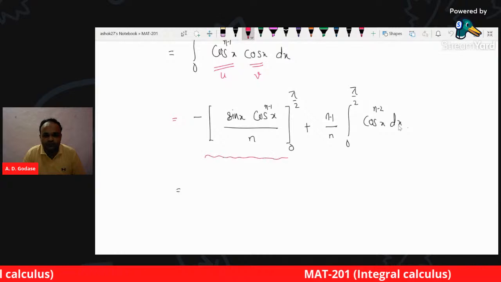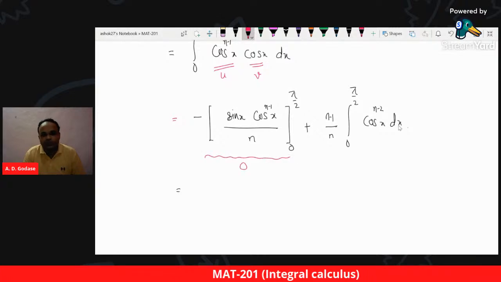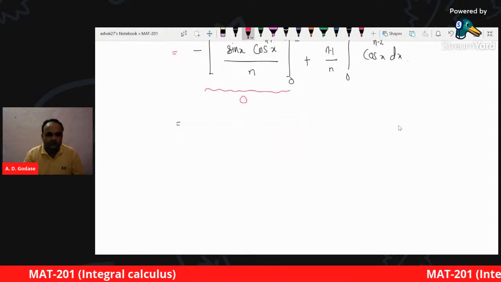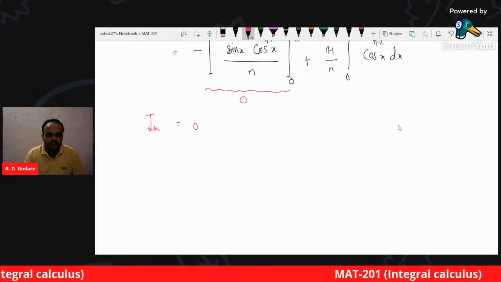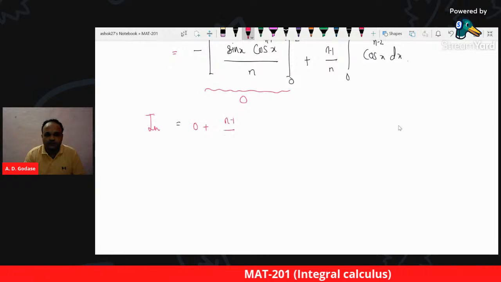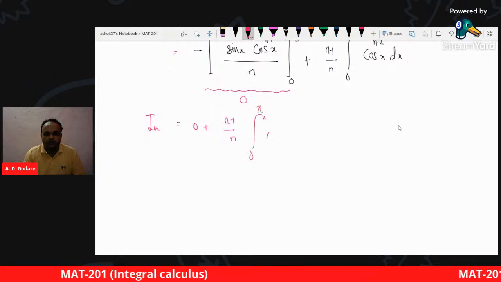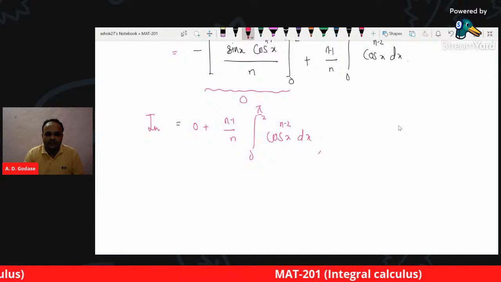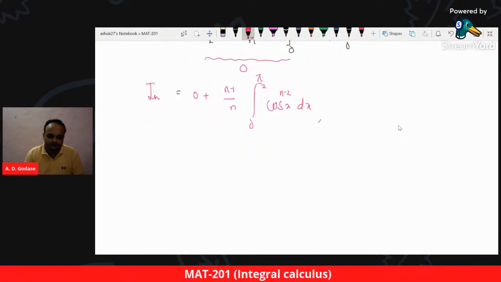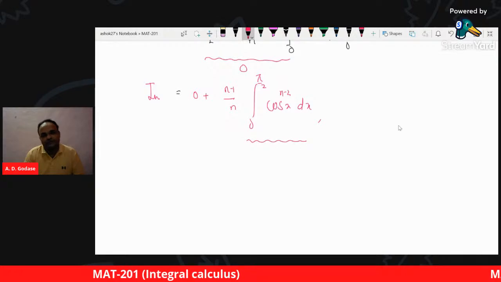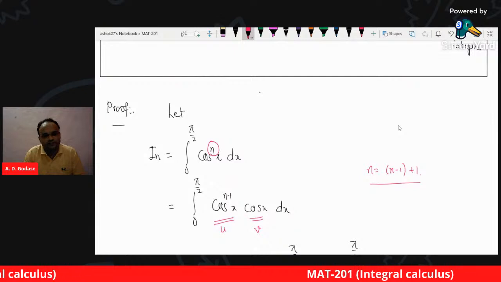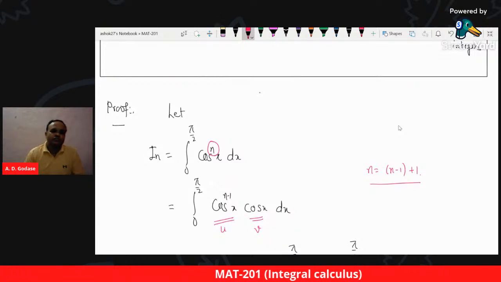So the value of this term will be 0. So what will this be? It will be 0 plus (n minus 1) divided by n times the integration from 0 to pi by 2 of cos raised to n minus 2 x dx. So what is the value of this? Already we have seen what In is: In is the integration from 0 to pi by 2 of cos raised to n x dx.